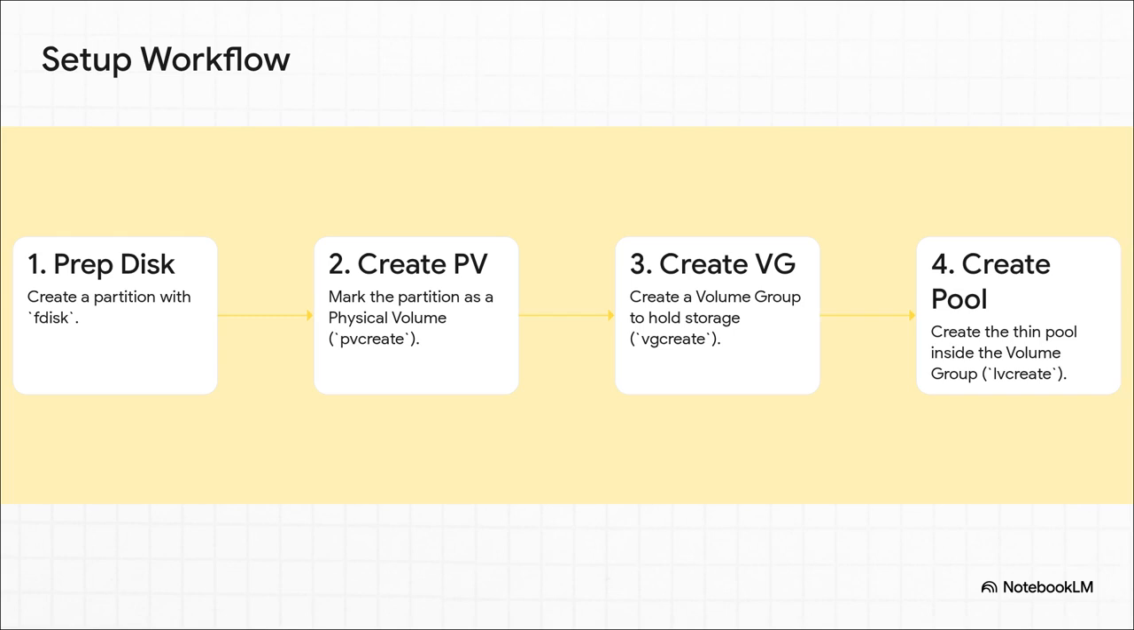First, we just need to partition our disk using a standard tool like fdisk. Easy enough. Then, we use pvcreate to tell LVM, hey, this piece of disk is available for you to use. Next, we bundle that into a volume group, which is basically just a container for our storage. And finally, the moment we've been waiting for, we create the thin pool itself right inside that group.